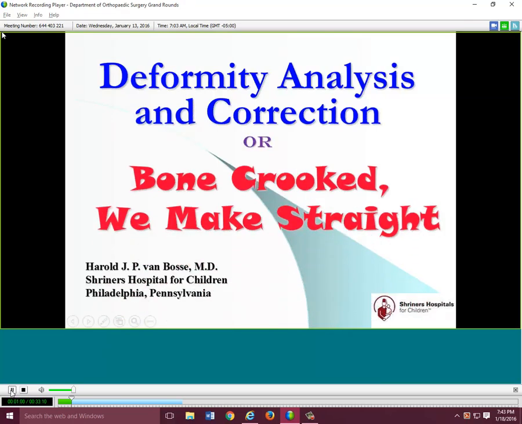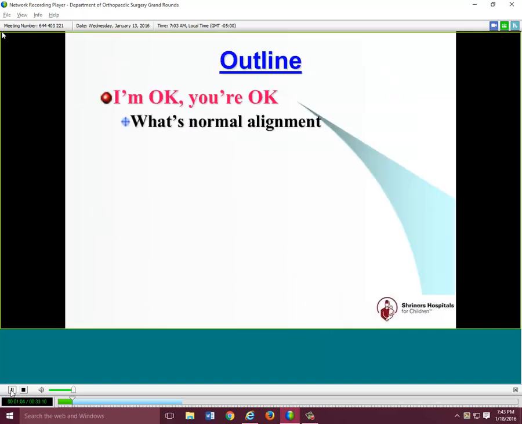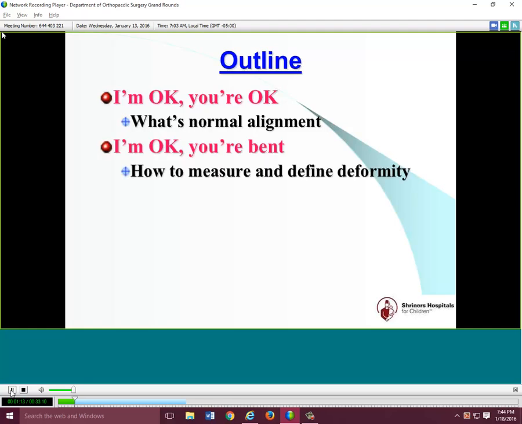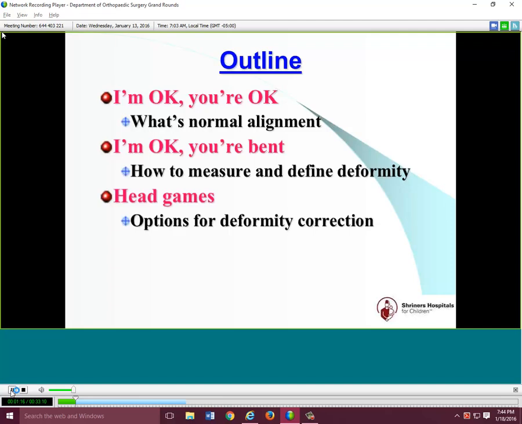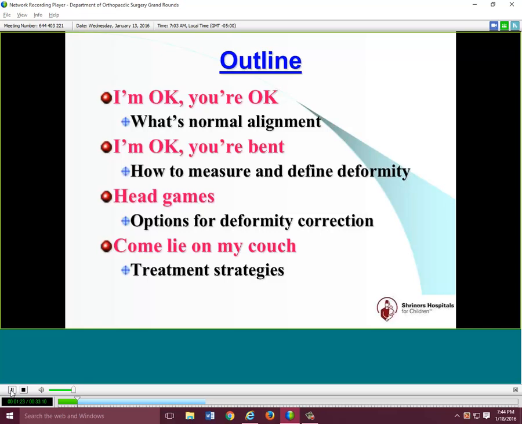But yeah, so we're going to talk about deformity analysis and correction, or how we can make bones straighter. In our outline, I should explain, I have a bachelor's in psychology that I usually keep under wraps. Every now and then it jumps out. So we're going to talk about normal alignment, figuring out if things are not aligned and how to fix those, different strategies for getting things straight, and then actually how to do the treatment of it.